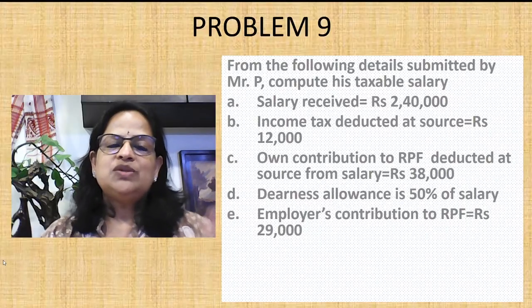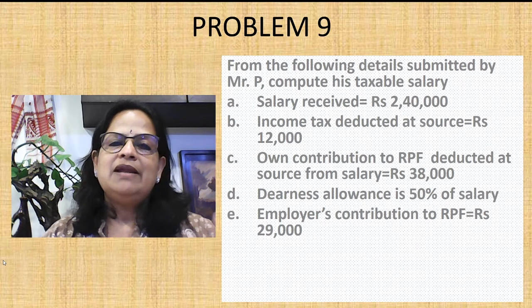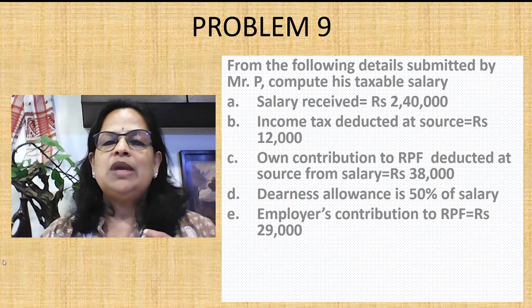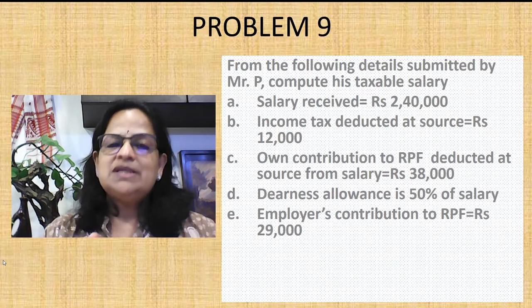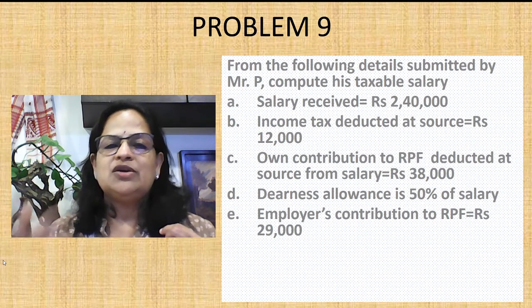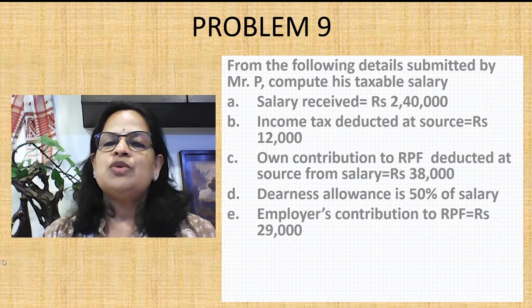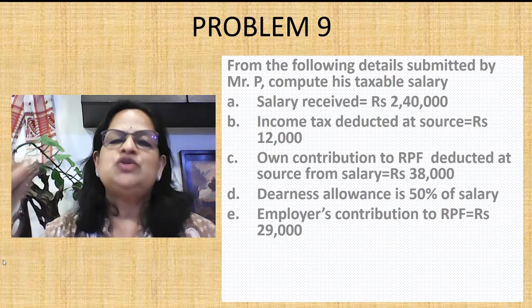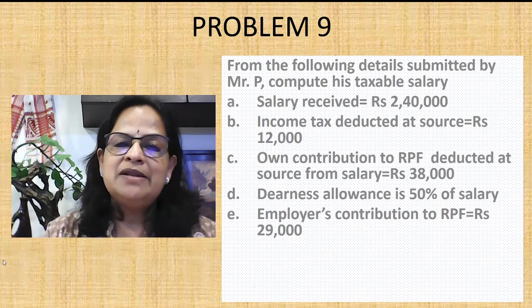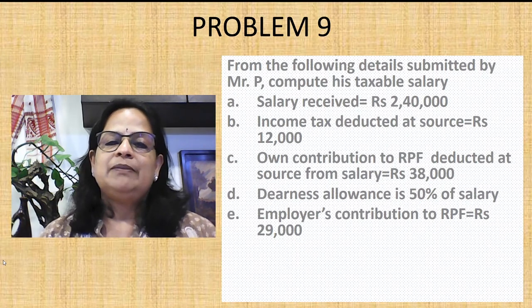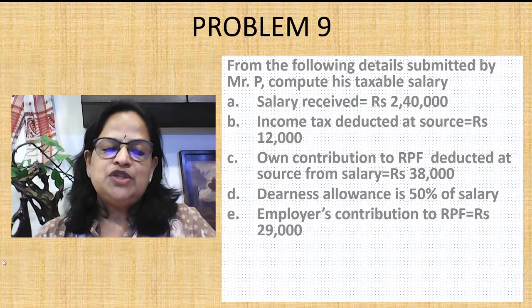So this will be problems number 9, 10, 11 and 12. Problem number 9: from the following details submitted by Mr. P, compute his taxable salary. Salary received 2,40,000. From this, income tax deducted at source is 12,000. I told you, you have to add this back to get the gross salary. Similarly, own contribution to RPF deducted at source from salary is 38,000. These 2 values you have to add back to get the gross salary. Whatever salary received is given in the question is the net salary. Dearness allowance is 50% of salary. Employer's contribution to RPF is 29,000.